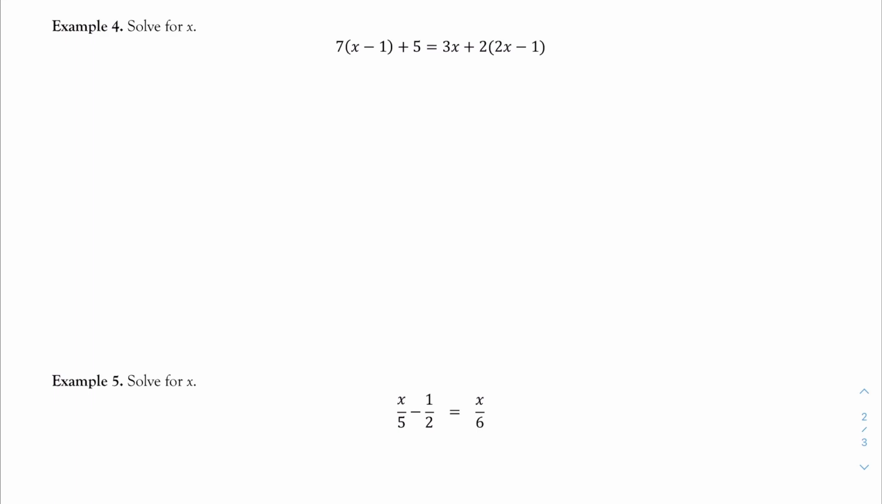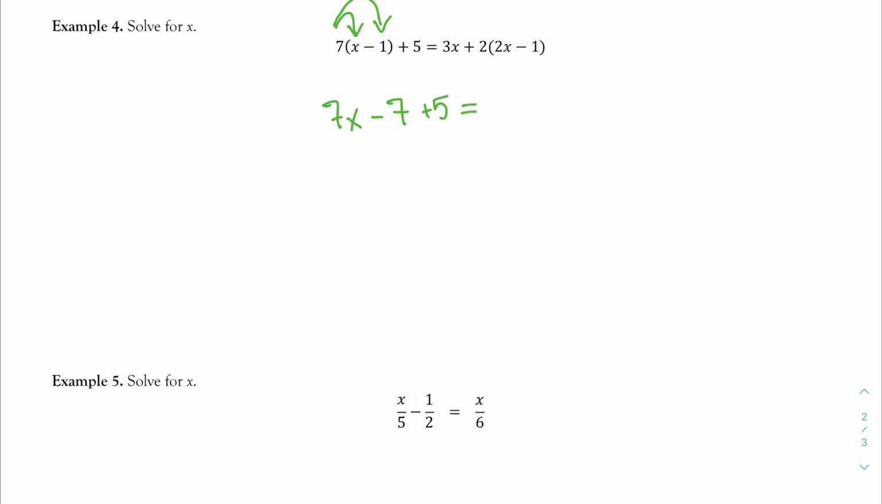Step 2 is clean up my parentheses. So once again, to clean up my parentheses, in this case, I'm going to go ahead and distribute as needed. So starting on the far left, I can distribute my 7 to x minus 1. So if I distribute 7, I have 7 times x, which gives me 7x. 7 times negative 1, I get negative 7. And I still have a plus 5 here. So that's what I have on the left.